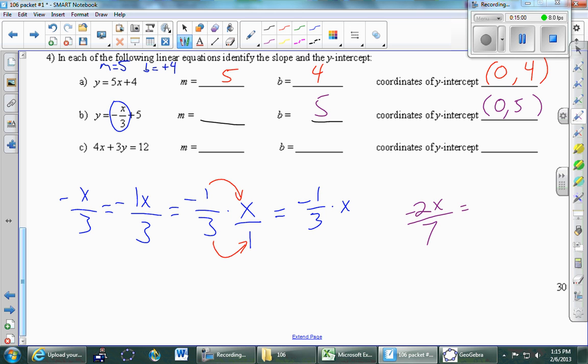-2/7 times x. Any questions on peeling off the x? Again, it looks strange until you've done it a few times, then you say, okay, it's legitimate. Just verify later on if you want. Just multiply it back and see if you get the same thing you started with. Questions on that?